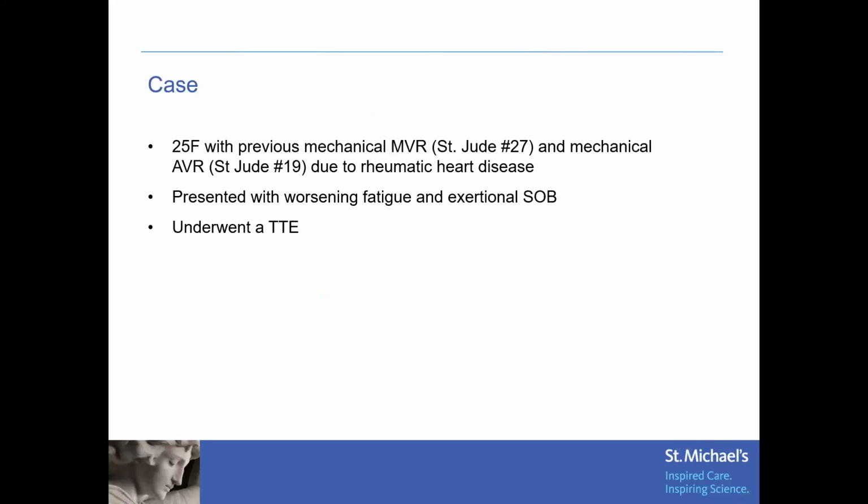So we're just going to delve into some cases here, just to bring everything together and help practice some of these concepts. So the first case is a 25-year-old female with previous mechanical mitral valve, a St. Jude 27-millimeter valve, and has also had a mechanical aortic valve, a St. Jude 19-millimeter valve, due to rheumatic heart disease. Surgery was done abroad. All we know is the type and the size. The patient presents with worsening fatigue and exertional shortness of breath, underwent a transthoracic echo.